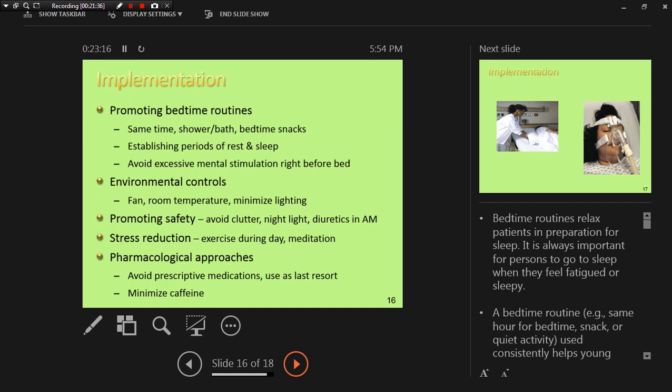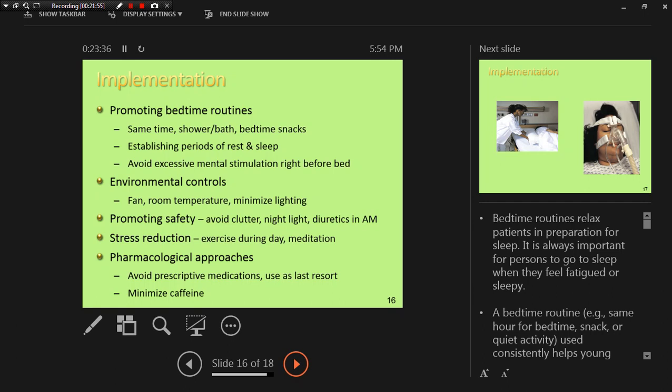We're going to encourage and promote routine bedtime. Same time. Are you going to take a shower or a bath before you go to bed to help relax you? Do you need a snack? What are appropriate snacks for you to be eating? They say certain things, like milk, might be a good alternative.